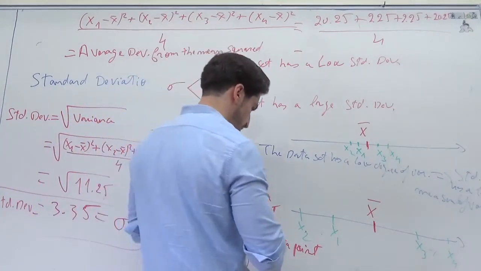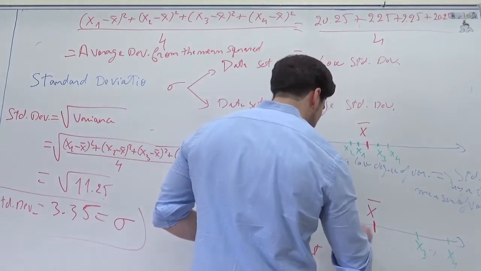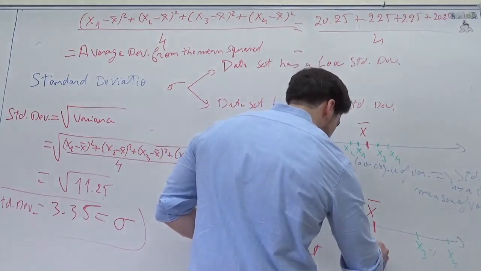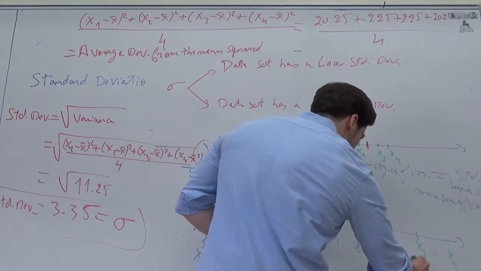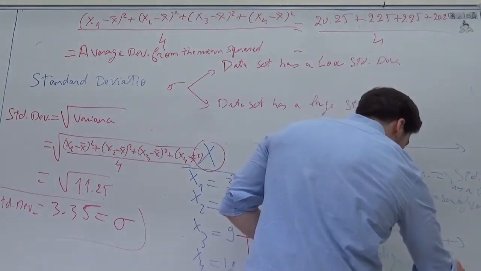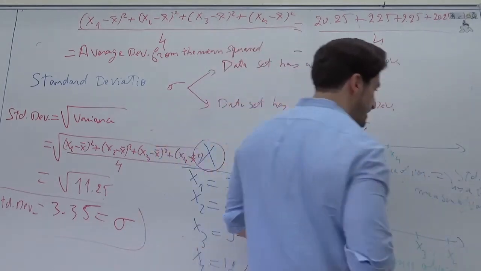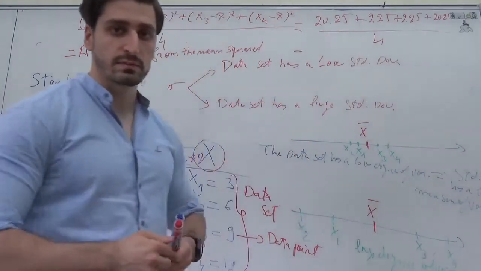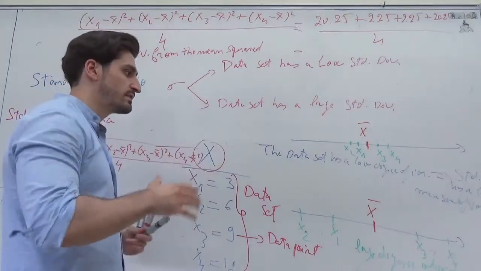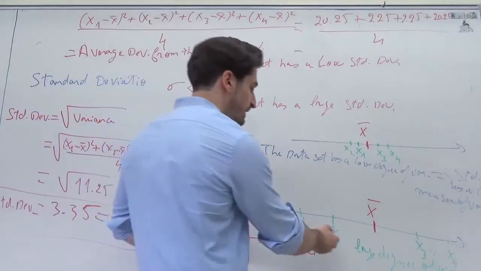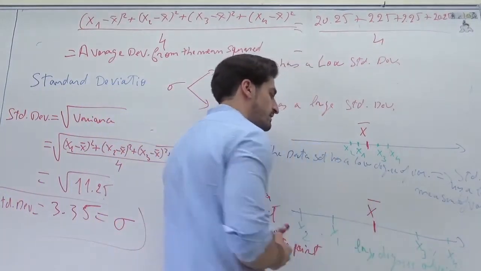So over here, we can say that the data set has a large degree of variability, meaning that the standard deviation has a large measure of variability. Because, like we said before, the standard deviation is a measure of variability of a data set around the average value of the data set.